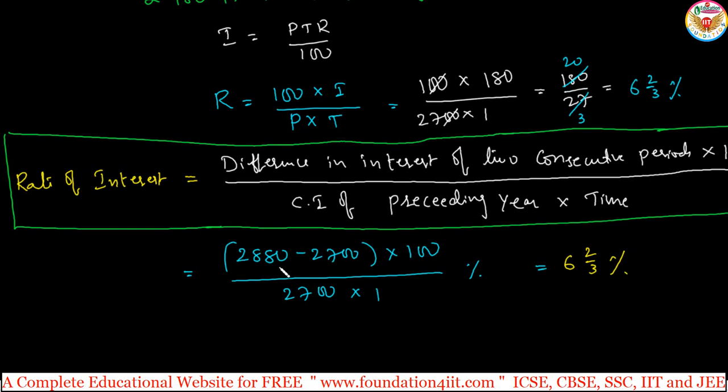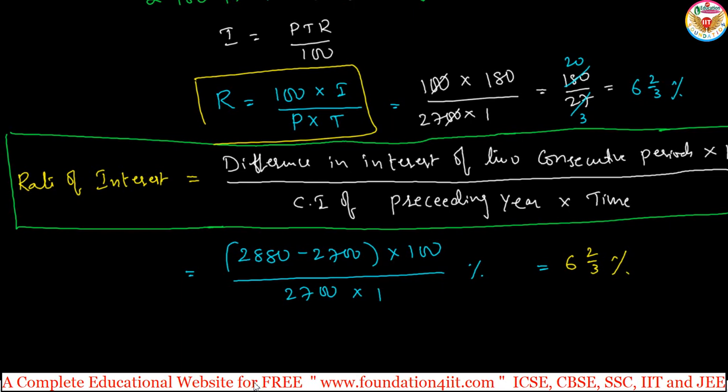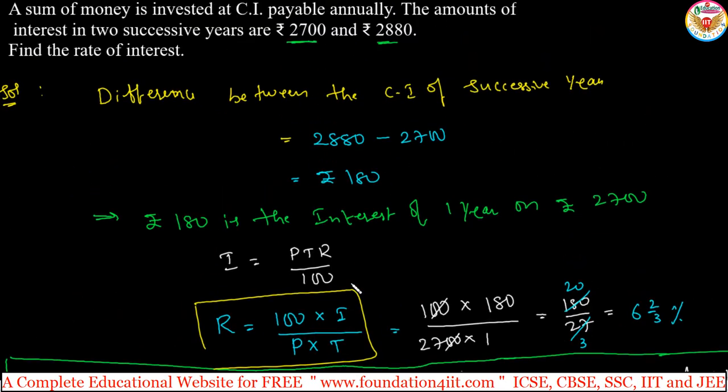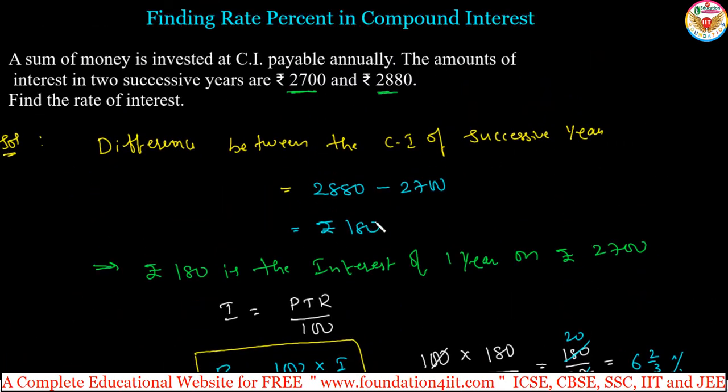Same as before, right? 2880 minus 2700 is 180, into 100 by the same. Whatever the rate of interest formula, same as it is, but we can do it in this way. In the denominator, replace the compound interest of the preceding year, which is the starting one that we should take. So in this way we can solve problems based on the rate of interest also. So all this, without using any other formula, we can find from this compound interest.